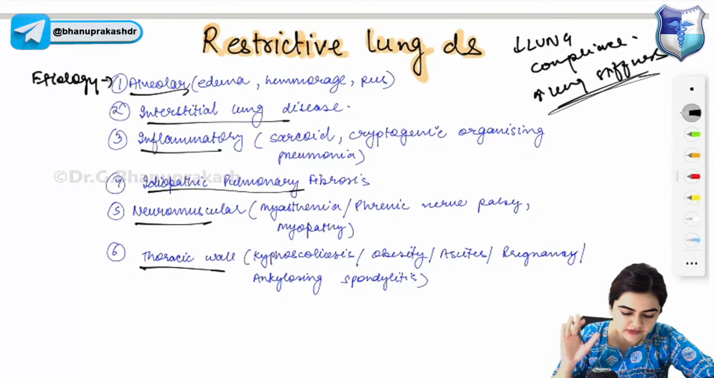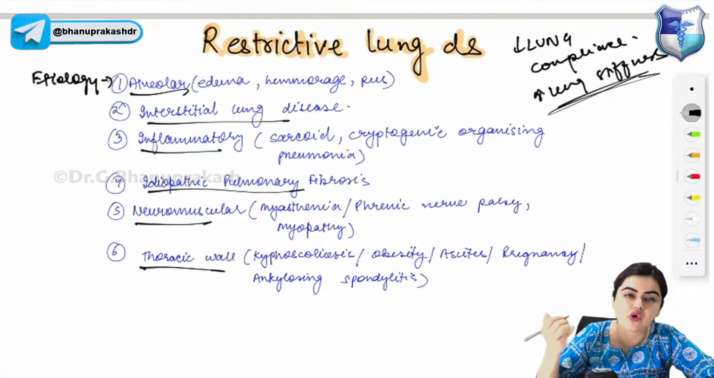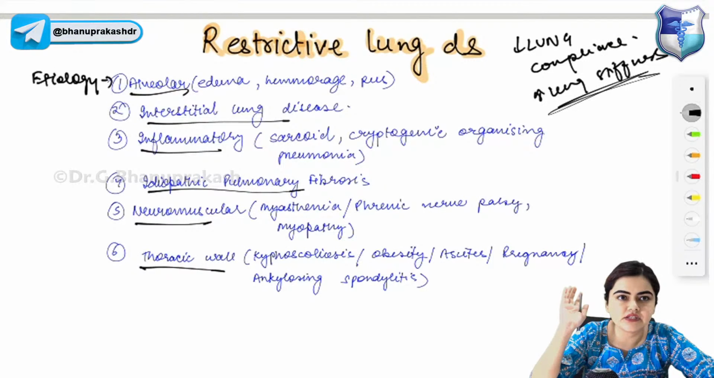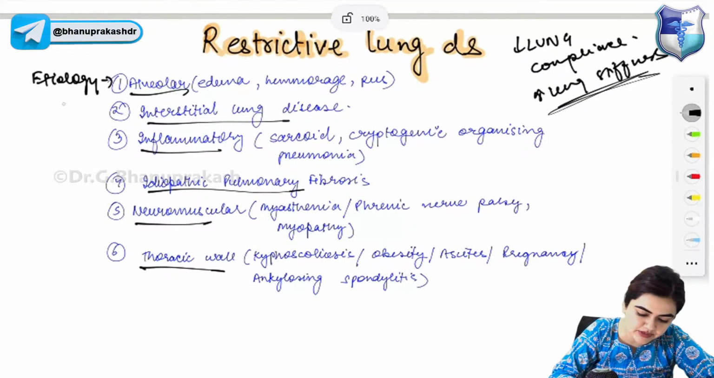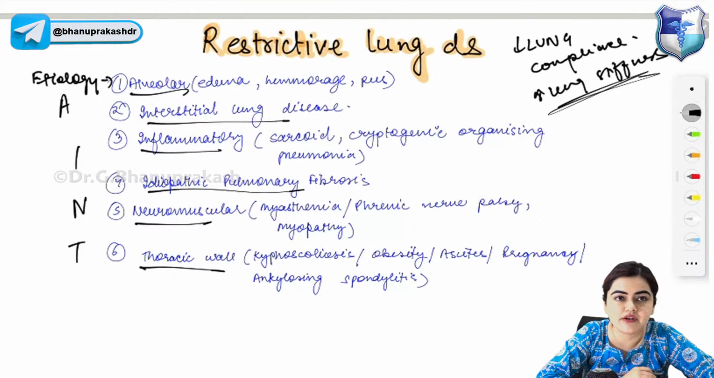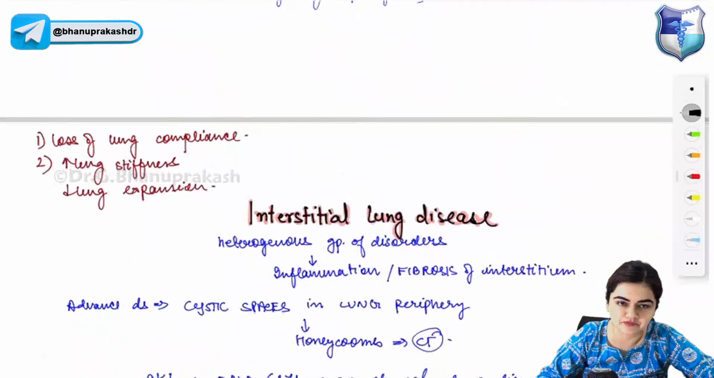The etiology I have already discussed with you. What are the different causes of restrictive lung diseases? The different causes can be remembered by the mnemonic AINT. That is alveolar causes like edema, hemorrhage, pus; interstitial, inflammatory, idiopathic pulmonary fibrosis; neuromuscular causes; and thoracic wall causes. These are the different causes of restrictive lung diseases.